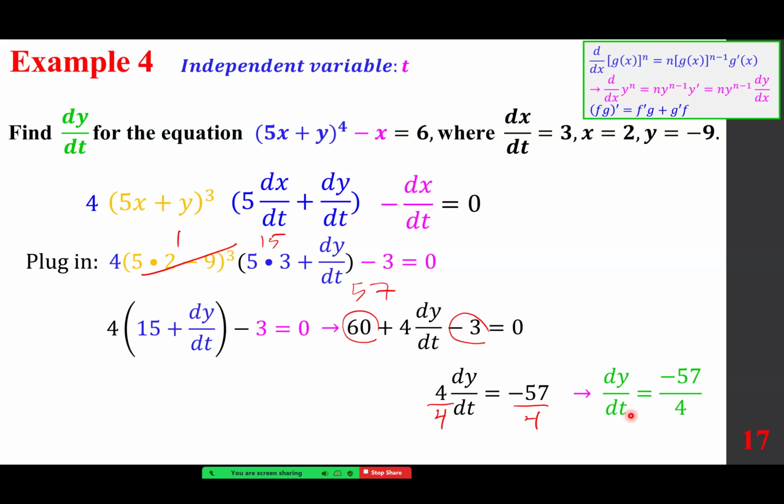Now, I'm not going to go with the second method of solving for dy/dt. If you want to do that, you can move this to the other side, divide by this, and then move this one to the other side, find dy/dt. There are different ways of approaching it. I leave it for you to do so. But this is just as good.